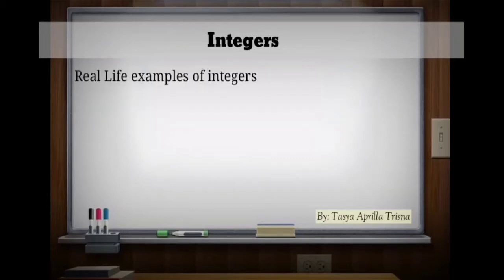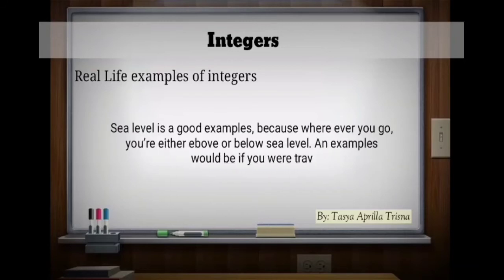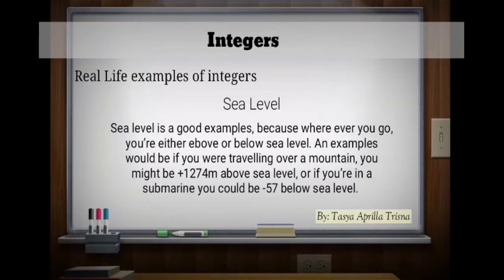Real-life examples of integers. 1. Sea level. Sea level is a good example because wherever you go, you're either above or below sea level. An example would be if you were traveling over a mountain, you might be plus 1074 meters above sea level. Or if you are in a submarine, you could be minus 57 below sea level.